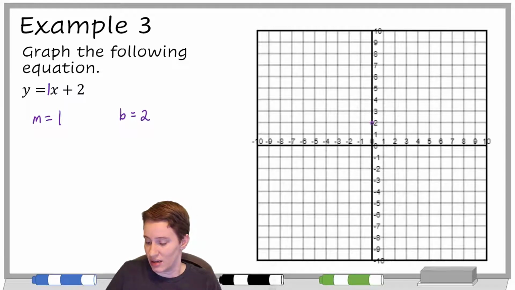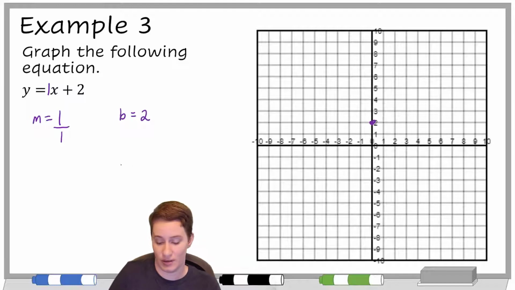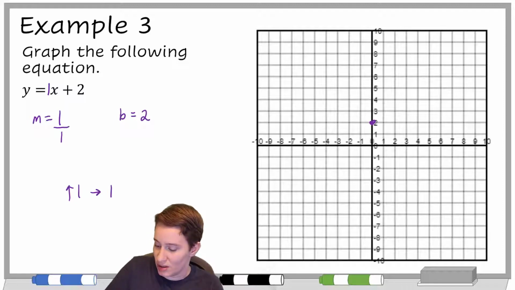So I'm going to put a dot at 2 on the y-axis, and then I'm going to look back at my slope. Since it's 1, I want to make it into a fraction, so 1 over 1. So every time I go up 1, I want to go right 1 as well. So up 1, right 1, up 1, right 1.